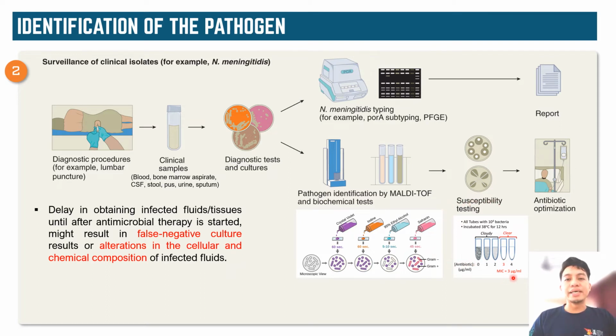As you can see in this diagram, the clear tubes are at 3 microgram per mL and 4 microgram per mL, and we can say that the minimum inhibitory concentration of this bacteria is 3 microgram per mL, which is the lowest concentration that can inhibit the growth of the bacteria.